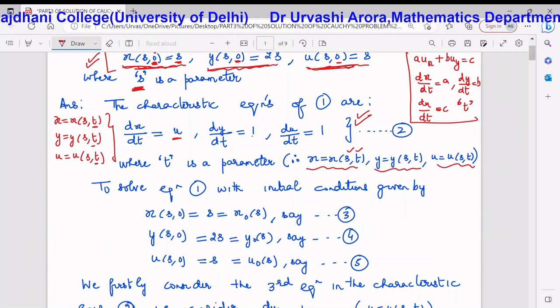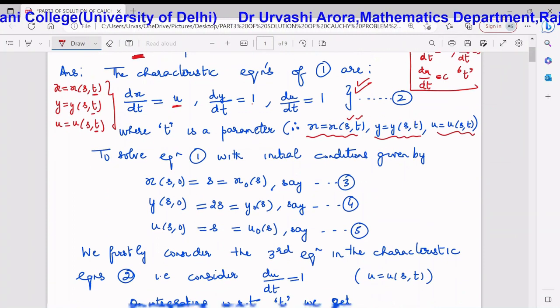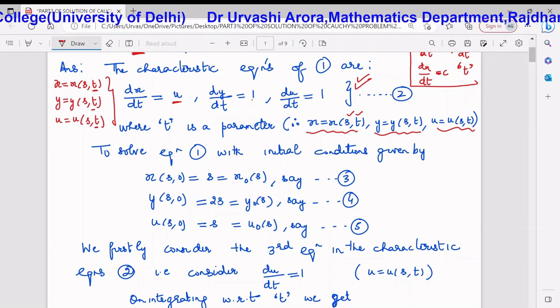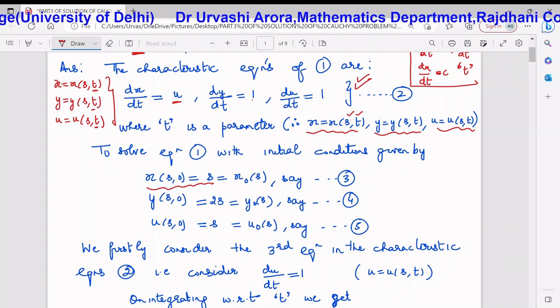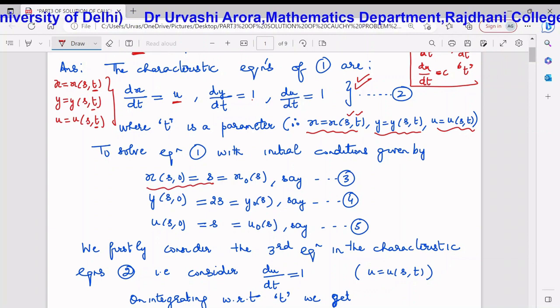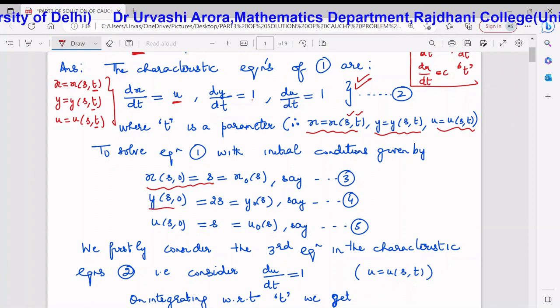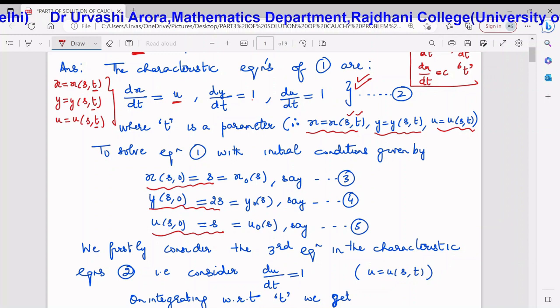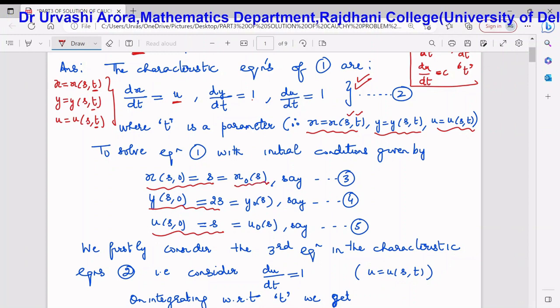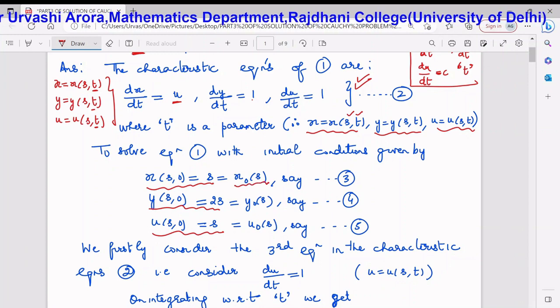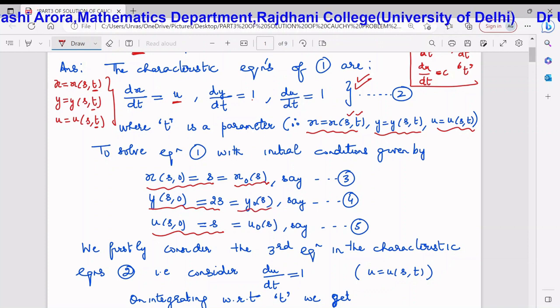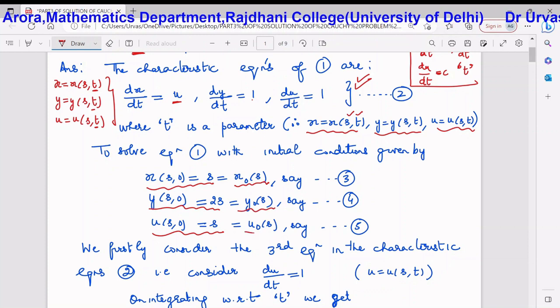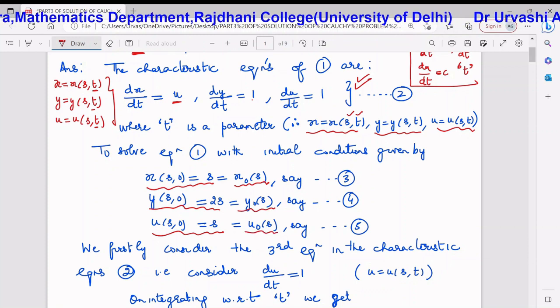Now what we do is we solve with the initial conditions that are given to us. The Cauchy conditions were given to us in the question: x(s, 0) is equal to s, y(s, 0) is equal to 2s, u(s, 0) is equal to s. In the first condition, the right hand side we are denoting as x naught s, this we are denoting by y naught s, and this by u naught s, the way we have done in the article.